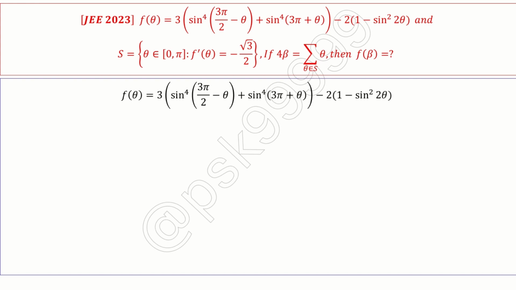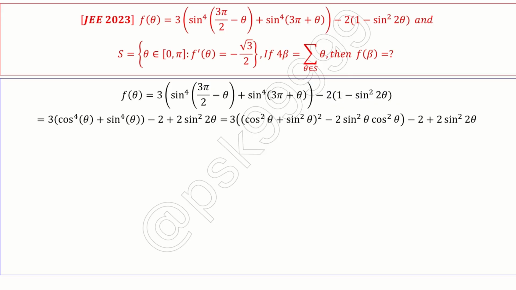So first thing is this is what is given, f of theta. If I change it, this is nothing but 3 times sine of 3 pi by 2 minus theta, which is nothing but minus cos theta. Since it is power 4, the minus will go off. So this term is nothing but cos to the power of 4 theta. Next is sine to the power of 4, 3 pi plus theta. 3 pi plus theta is nothing but minus sine theta. Since power 4 is there, again the negation will go off. So plus sine to the power of 4 theta, minus 2, then plus 2 sine square 2 theta as written.